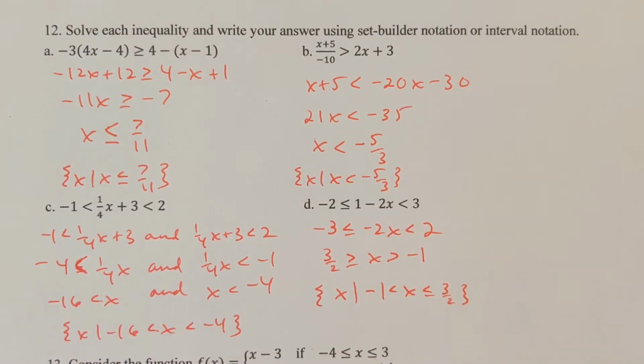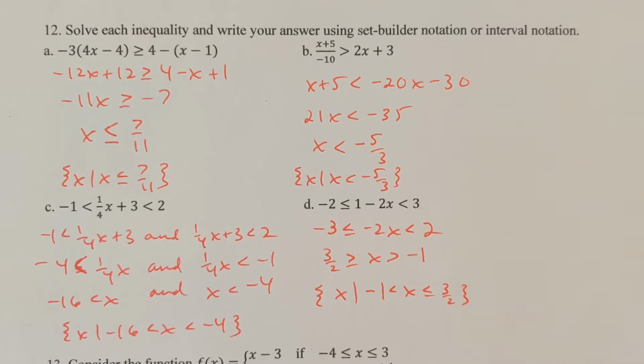Okay, so we're on problem 12 here. Solve each inequality and write your answer using set builder notation or interval notation. Part A, negative 3 times (4x minus 4) greater than or equal to 4 minus (x minus 1).